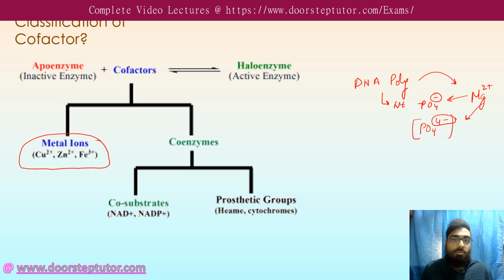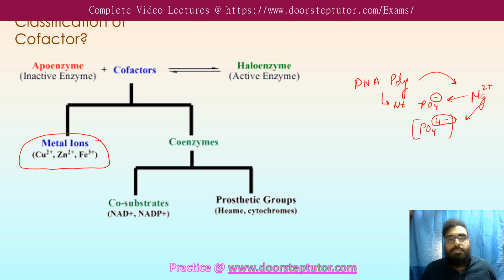Though if you remove magnesium 2+, the reaction can still happen, but at that point there will be so much repulsion that only 1 in 1000 times, or 1 in 10,000, or 1 in 1 lakh times that reaction will be successful.